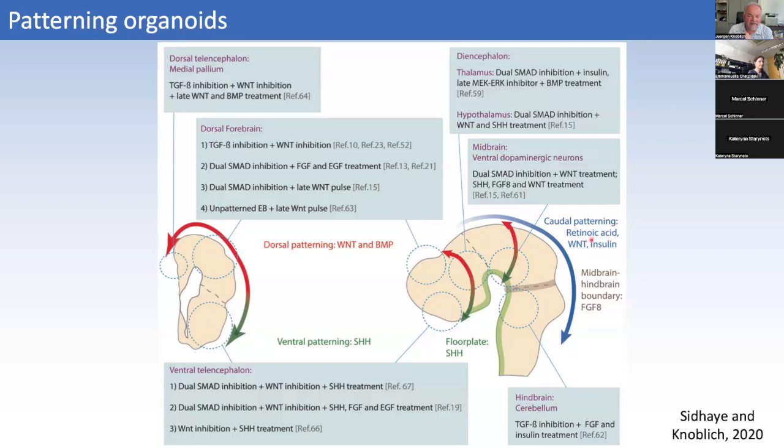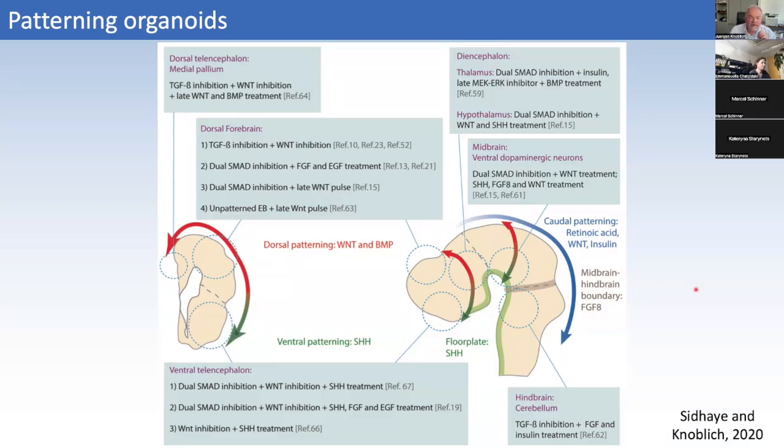The Wnt signaling is inducing caudal patterning. And even more caudal, like spinal cord fate, is induced by adding retinoic acid. And there's another morphogen called FGF8, which can induce the patterning along the midbrain-hindbrain boundary, but it is also used to model very, very anterior development. So I'm just telling you this to illustrate the basic principle of this.